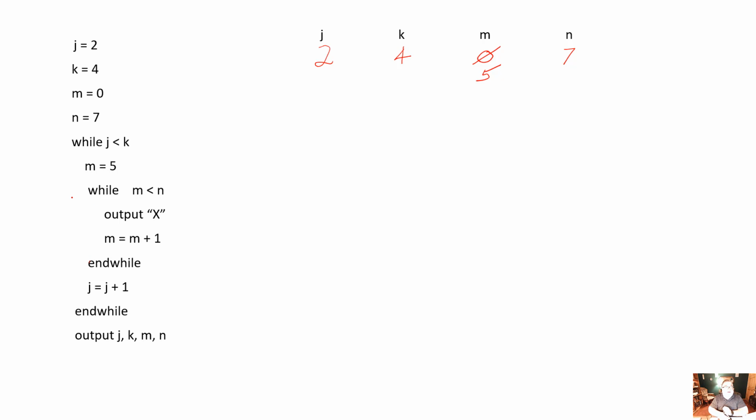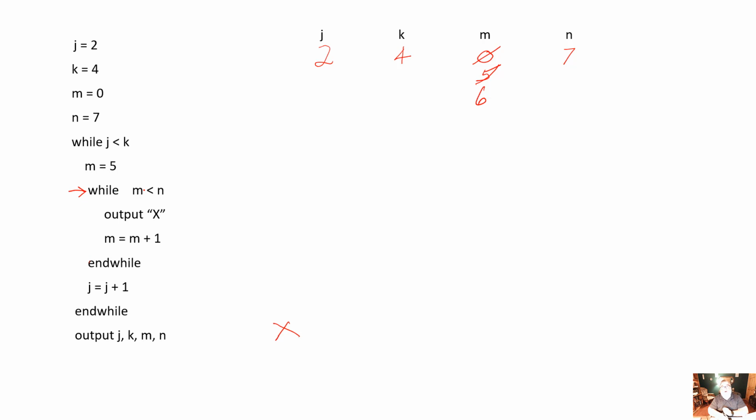Okay, and the next line says while M is less than N. Is M less than N? Yep, it is. 5 is less than 7. It says output X. So somewhere down here, I'll put an X. Okay, so we output X. M is M plus 1, so M now becomes 6. And then the end while takes us back up to here.